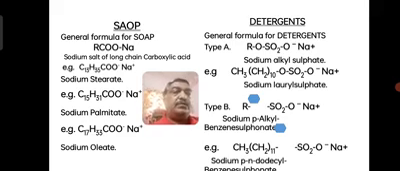And regarding detergents, sodium lauryl sulfate is CH3(CH2)10 OSO2O minus Na. Another example is CH3(CH2)11 attached to the benzene ring and SO2O minus Na, sodium para-n-dodecyl benzene sulfonate. So these structures and some examples I quoted last time, but it is again for your repetition, just to remind you what you have learned last time.